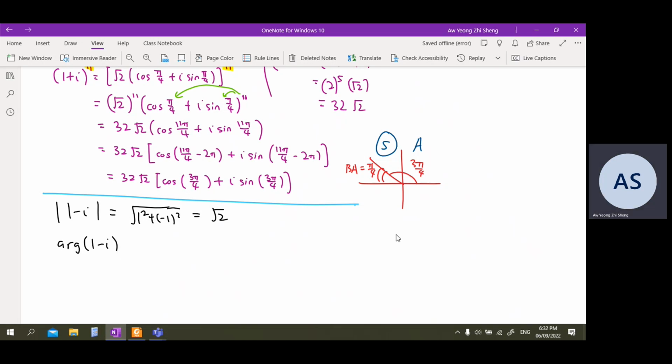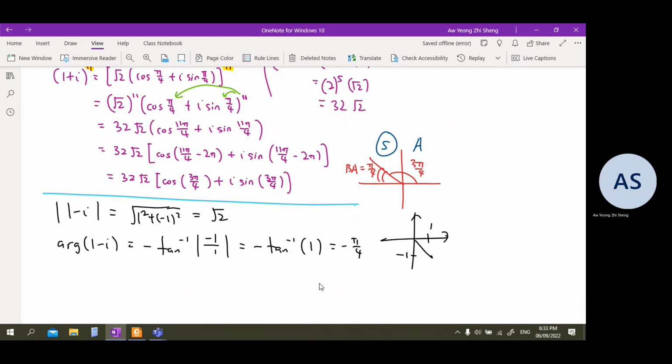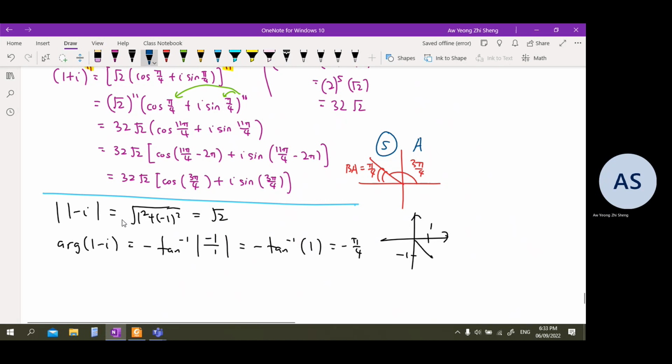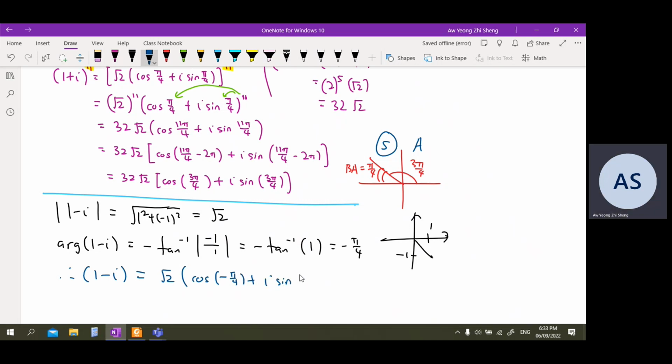Argument of 1 minus i. If you visualize the Argand diagram, 1 minus i is in quadrant 4. So I would take the negative of the basic angle, inverse tangent of modulus y over x, that's minus inverse tangent of 1, that's minus pi over 4. Now I can write 1 minus i in modulus argument form, root 2 times cos theta plus i sine theta.